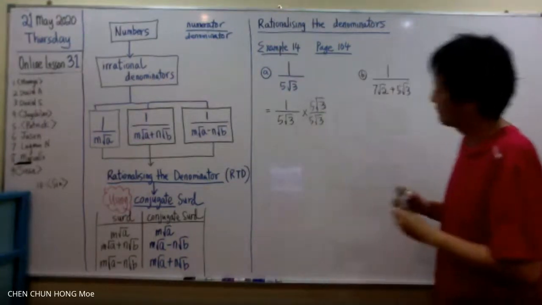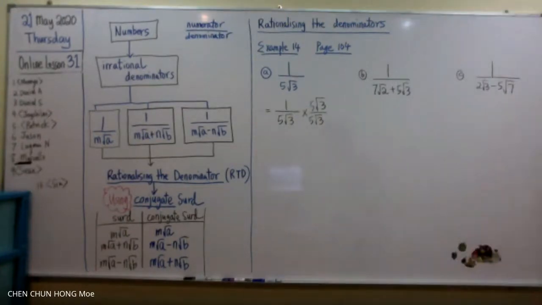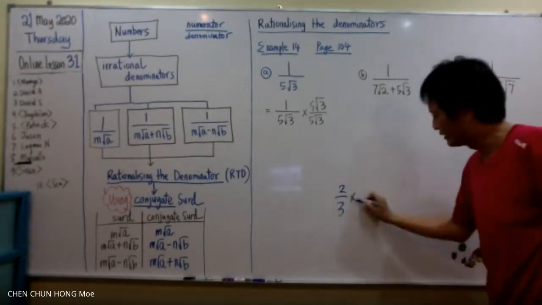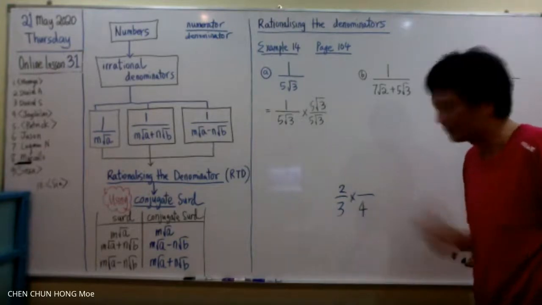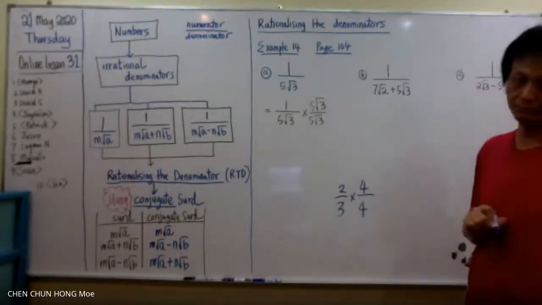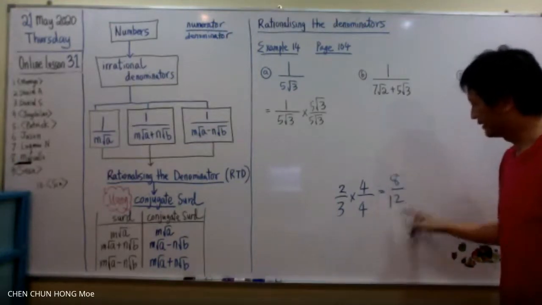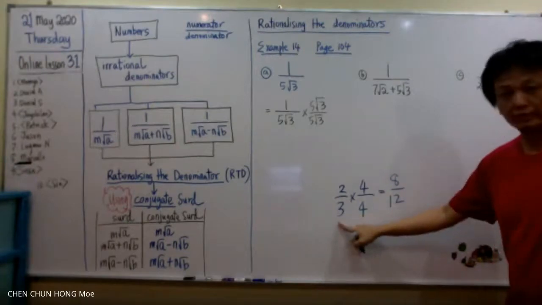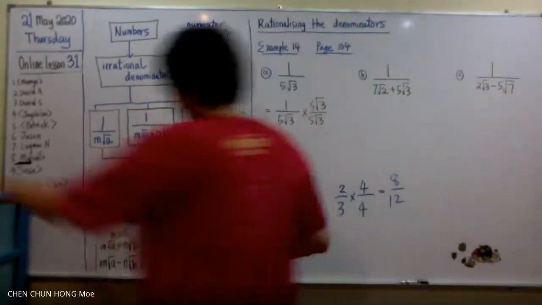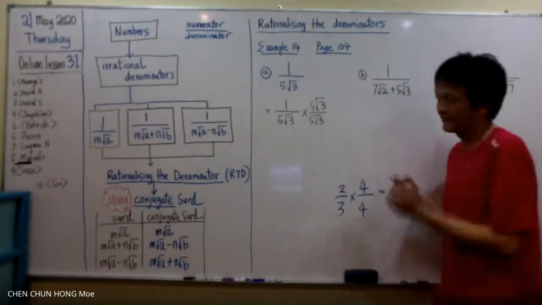Yeah, you have to do the same for the numerator. I think this is nothing new, because if you are given, say, for instance, 2 over 3, and you want to multiply the denominator by 4 for some reason, you have to multiply the numerator by the same number, 4. Then you get the equivalent, in this case, 8 over 12, which is equivalent to 2 over 3. Bear in mind, we are not changing the value of the question, but simply trying to write this in a different format.